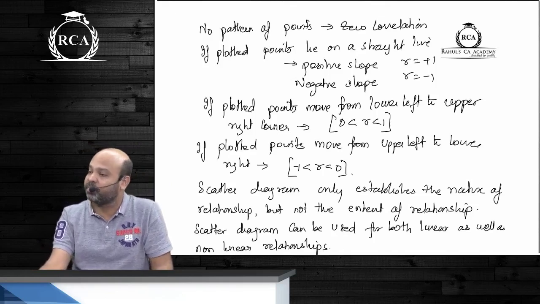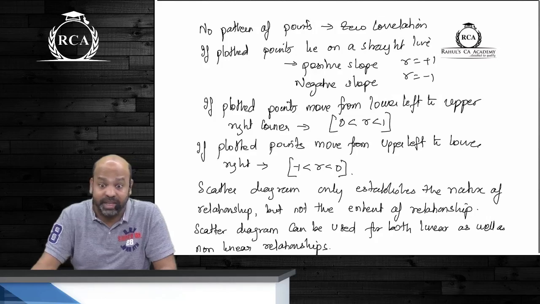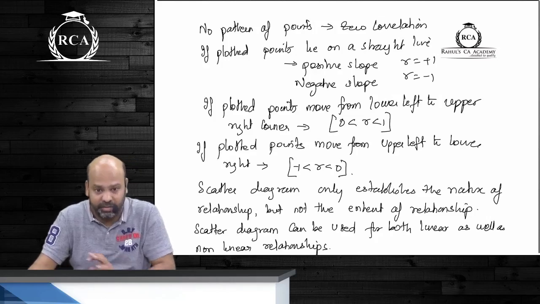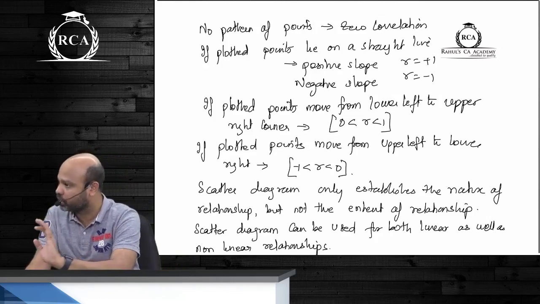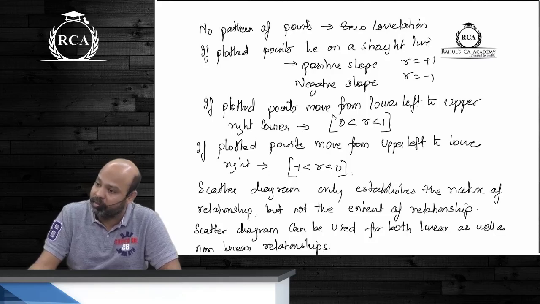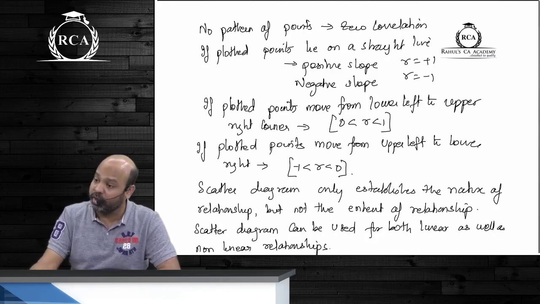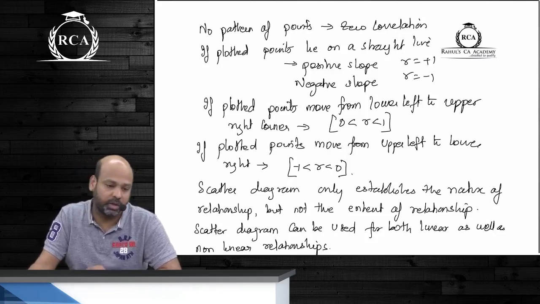Just because r is +1, that does not mean that the percentage change in variables should be the same. It only means whatever is the slope, whatever delta y by delta x is, it is constant. If delta y by delta x is 3, it will always remain at 3. So as long as the change is constant, you will get r as +1 or -1.